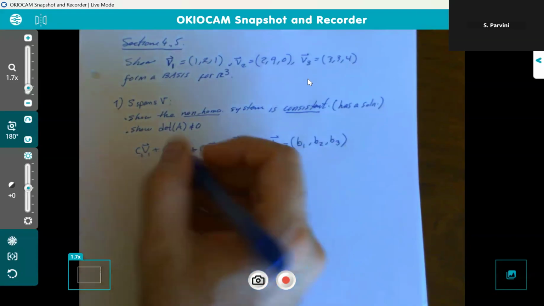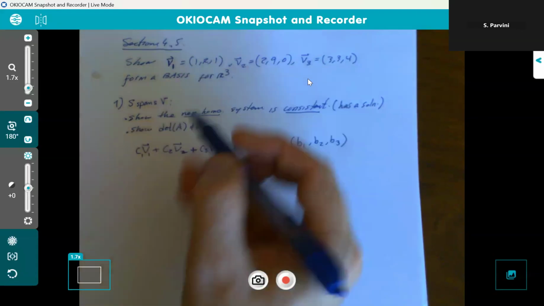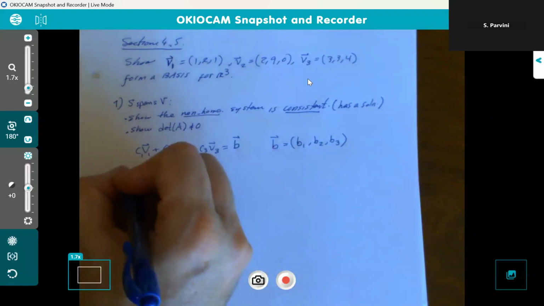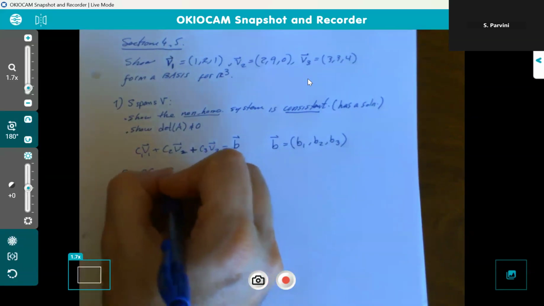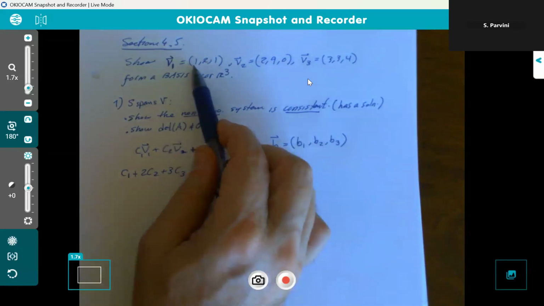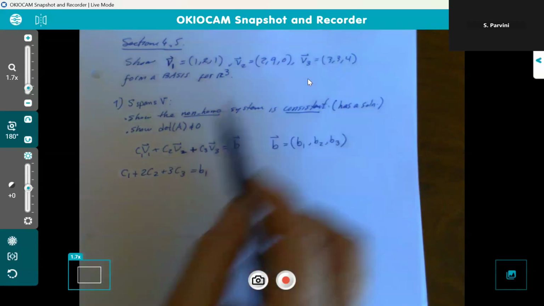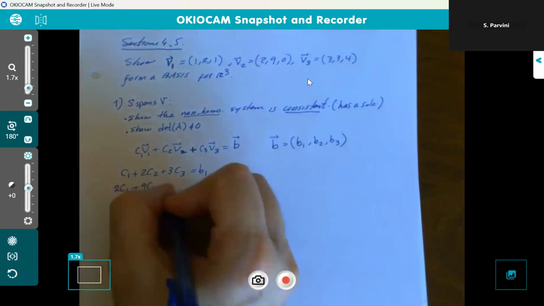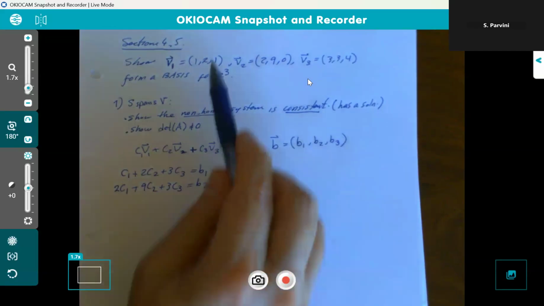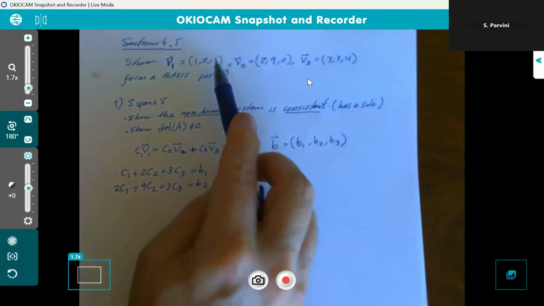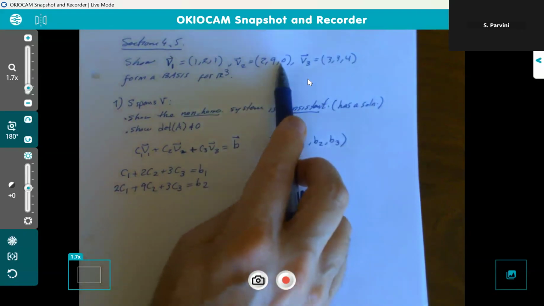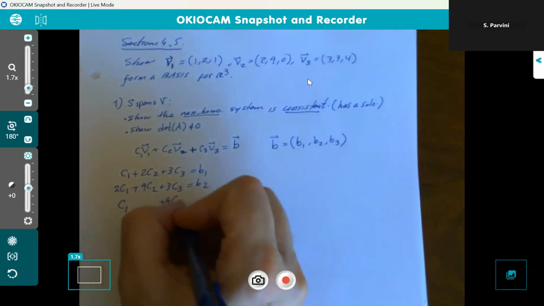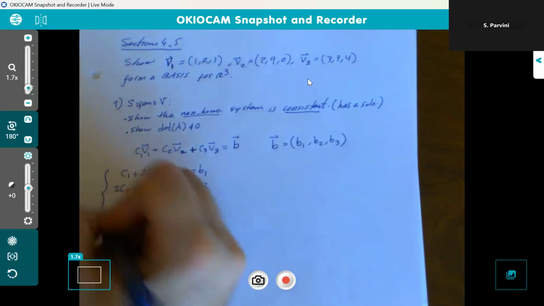Now let's write this out. You do c1 times v1, c2 times v2, c3 times v3 equal to b. The system we get is c1 plus 2c2 plus 3c3 equals b1. The next one is 2c1 plus 9c2 plus 3c3 equals b2. The next one, 0c2 is just 0, so you don't write that: c1 plus 4c3 equals b3. This is the non-homogeneous system.